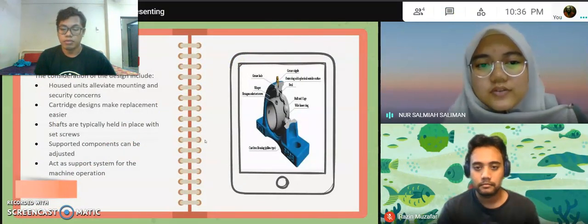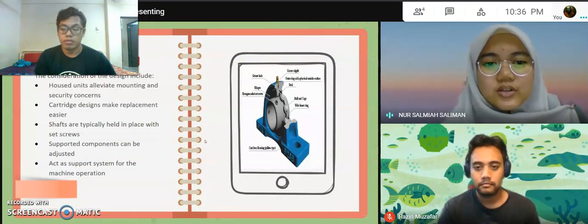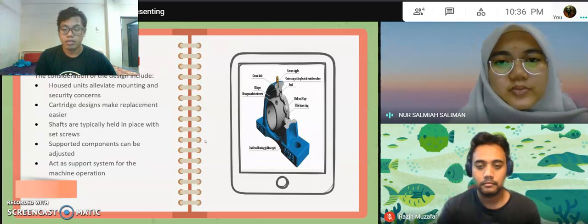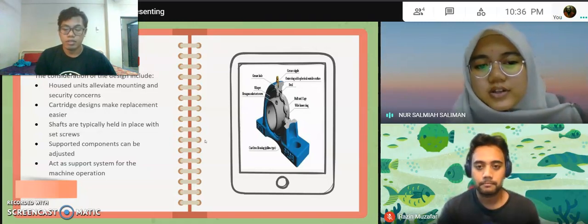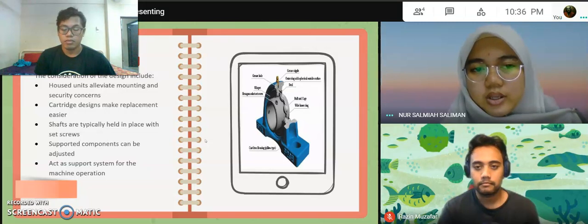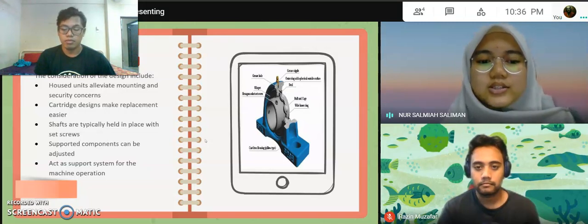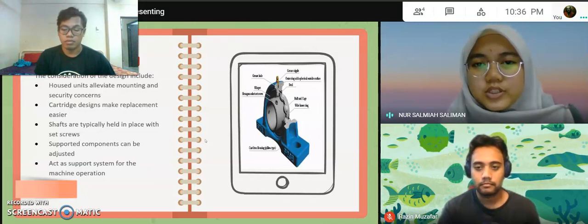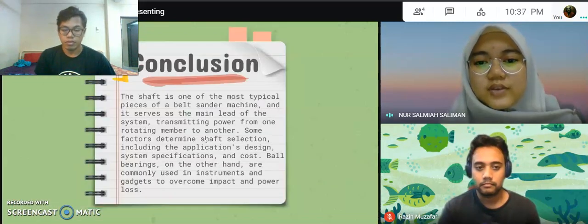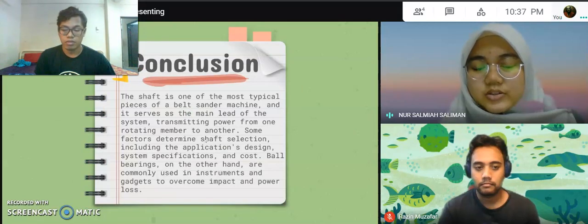The considerations of design include house unit elevated mounting and security concern. Cartridge design makes replacement easier. The shafts are typically held in place with set screws. Supported components can be adjusted, and lastly, we considered that the bearing can act as a support system for the machine operation.